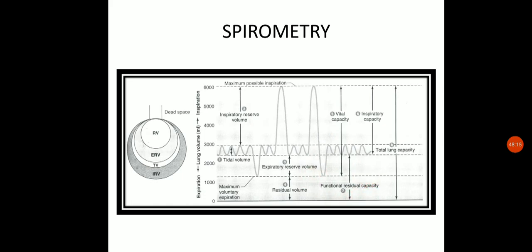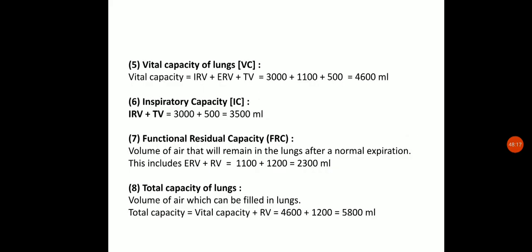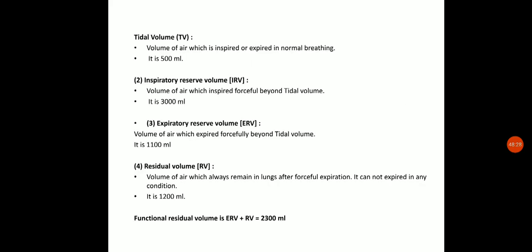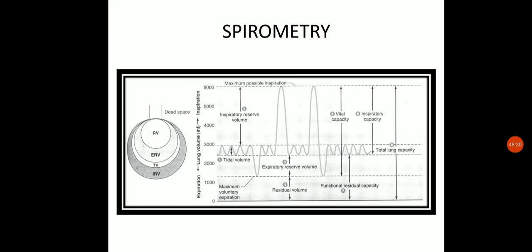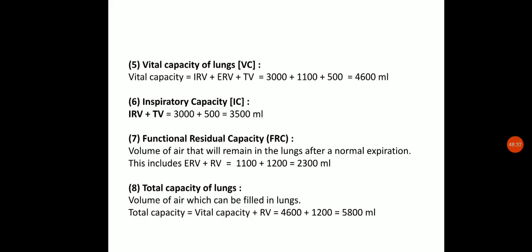Okay, next is the vital capacity of lung. What is vital capacity of lung? It's the total sum of volumes, also called the vital capacity or total capacity of lung. It is the volume of air which is expired forcefully after a forceful inspiration.